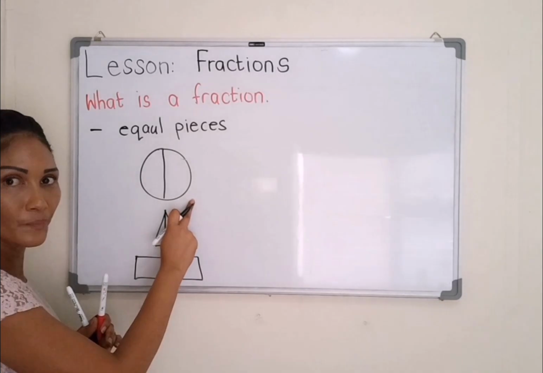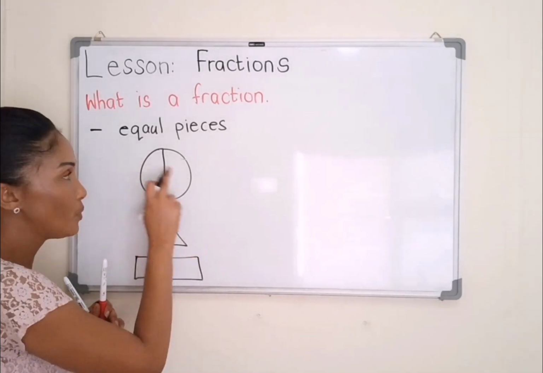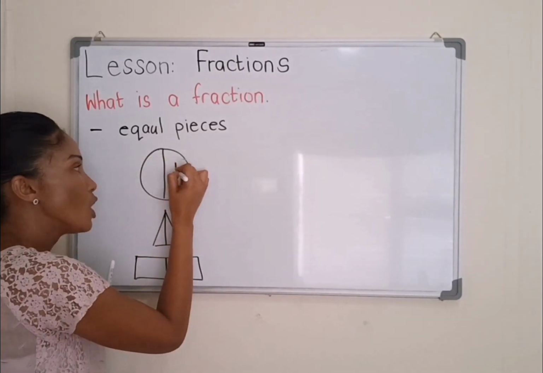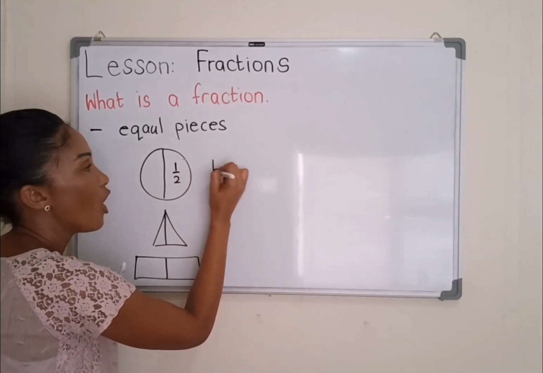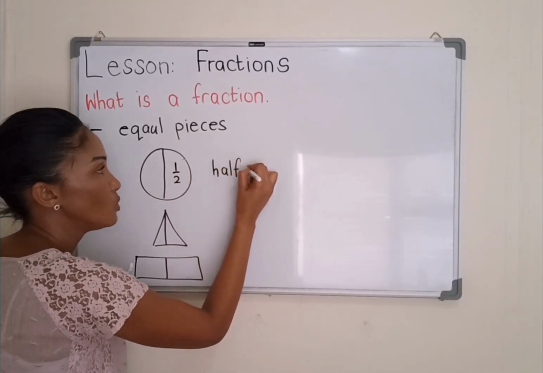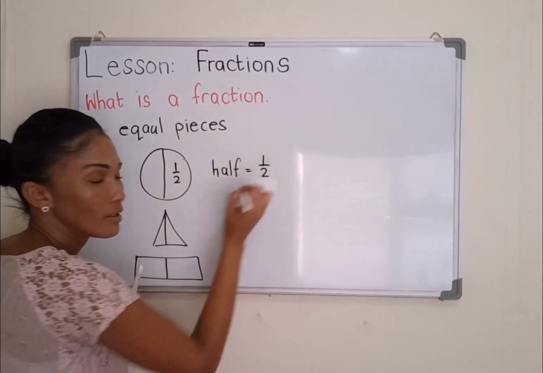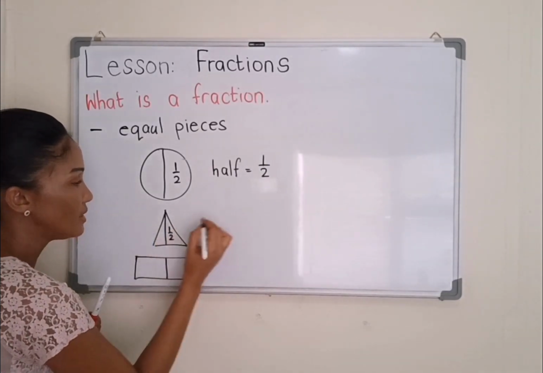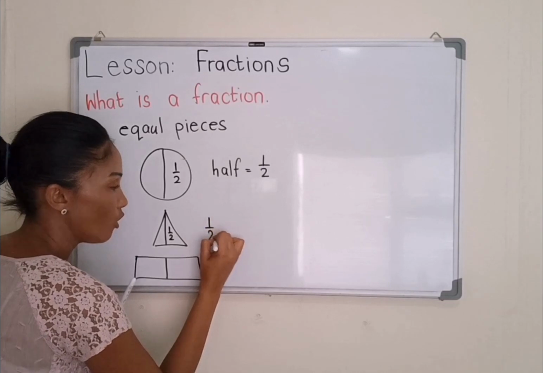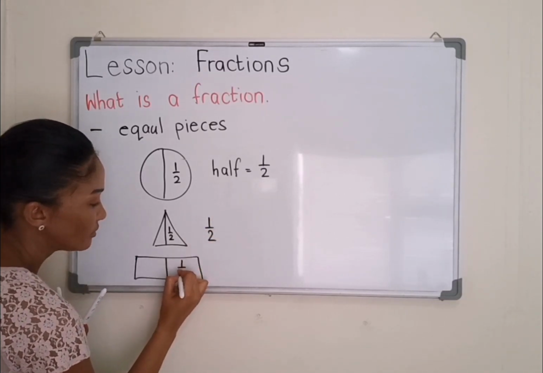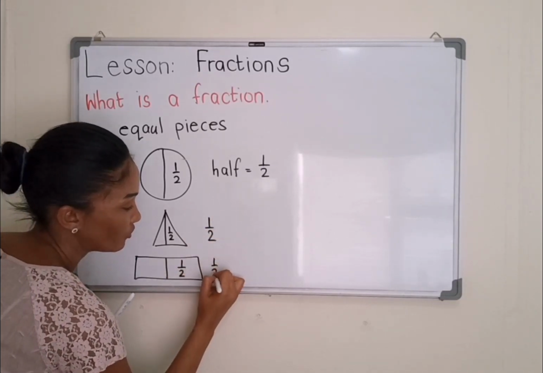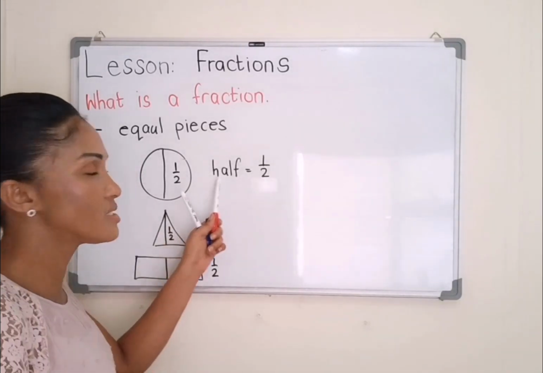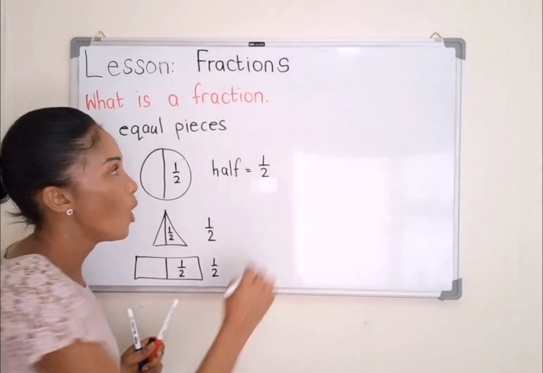So in the circle, I've divided it into two pieces, but one of the pieces we will call a half. In the triangle, one piece will be a half. In the rectangle, a half. Now, we're saying a half, a half, a half.